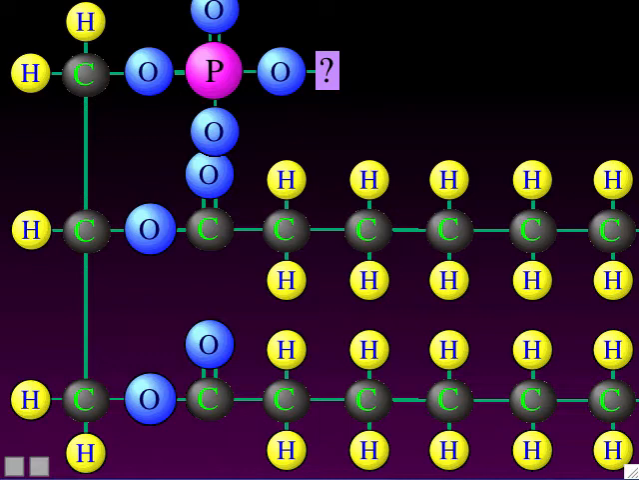So here you see the molecular structure of a phospholipid. It's made out of one glycerol attached to two fatty acids and one phosphate ion.